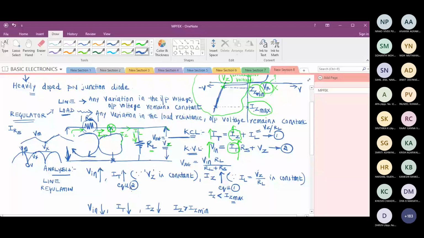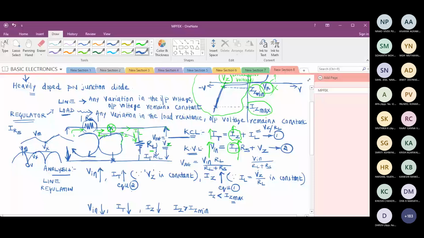V by RS plus RL. Is it not V in divided by RS plus RL, because both resistors are in series now? So what will be my V out? Will it not be the current IT into RL? Because IL equals IT, there is no diode. So what is IT? V in by RS plus RL. So is this the equation?